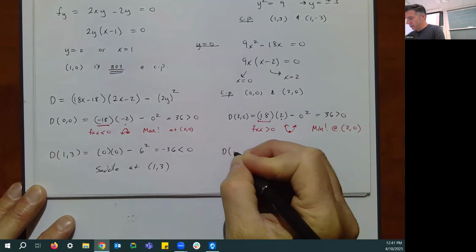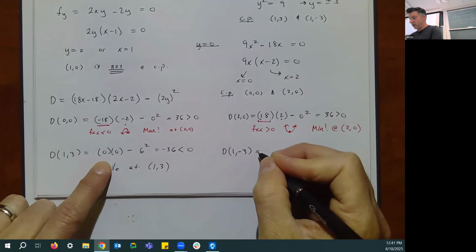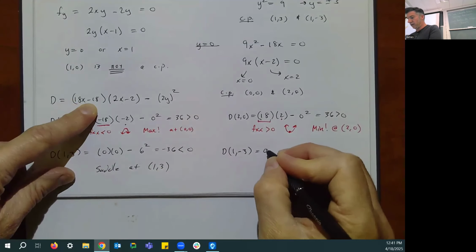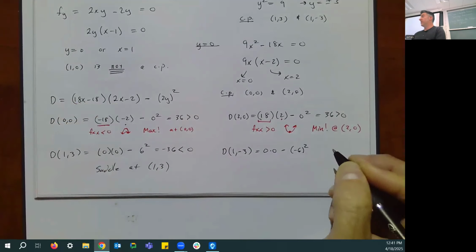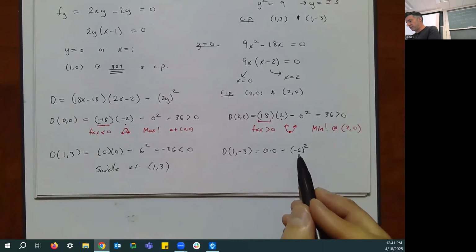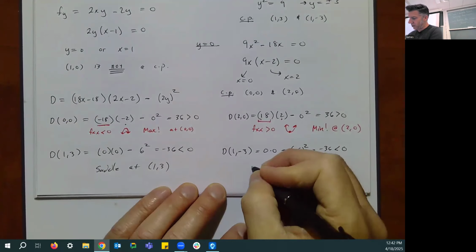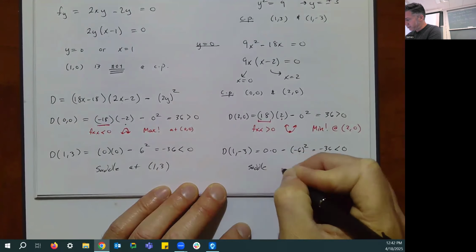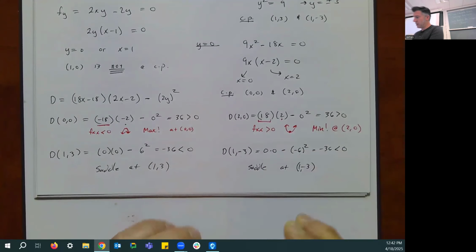Similarly, if you plug in (1, -3), we're going to get the same result because you're still going to get 0 here and 0 here, because 18 minus 18 is 0 and 2 minus 2 is 0, minus negative 6 squared is still negative, right? Because negative 6 squared is 36, and it's the negative of that. So this is equal to negative 36, which is also negative. So saddle as well. And we're done. We've found and classified every critical point of this function.